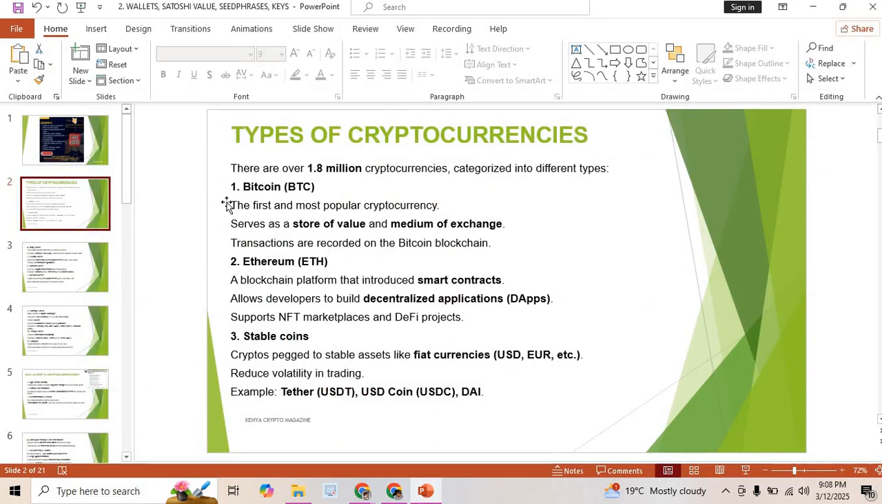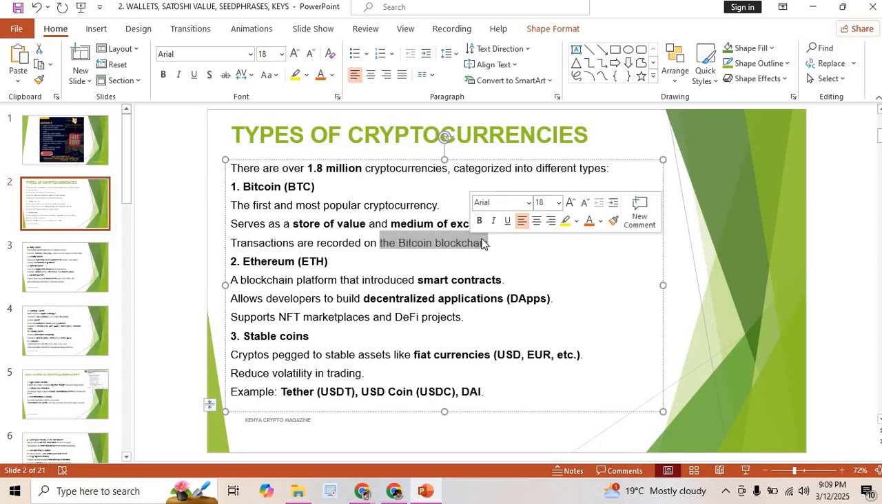Remember, I said Bitcoin is the king of cryptocurrencies. So we have to discuss it under the types of cryptocurrencies. Bitcoin is the first and the most popular cryptocurrency. And the main aim, or rather the problem that Bitcoin came to solve, is it serves as a store of value and as a medium of exchange. So transactions are recorded on the Bitcoin blockchain. Don't worry about the crypto networks. We'll look into them in a separate class.